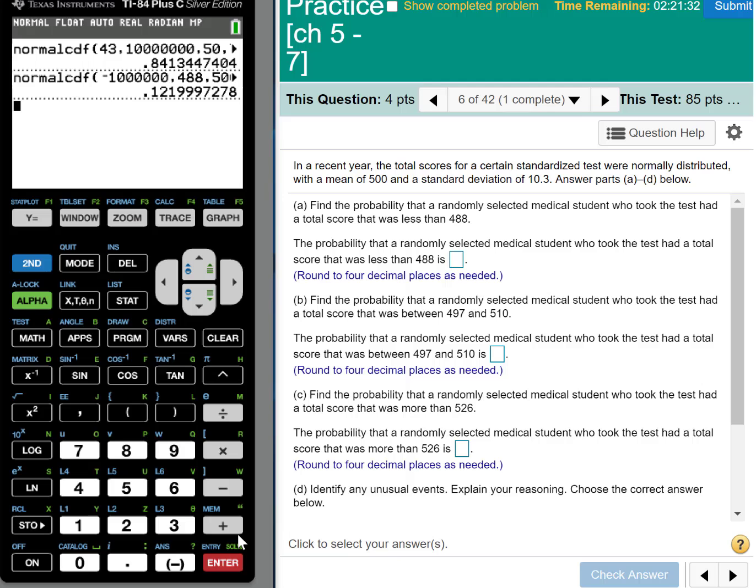B, what's the probability that randomly selected medical students who took the test had a total score between 497 and 510? Between is easy. The first one is a lower bound and the second value is the upper bound.